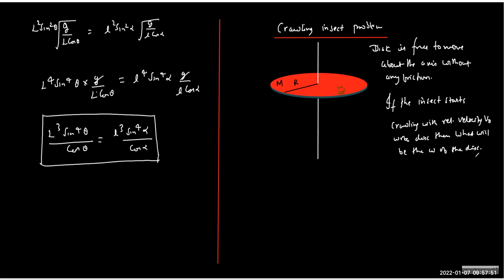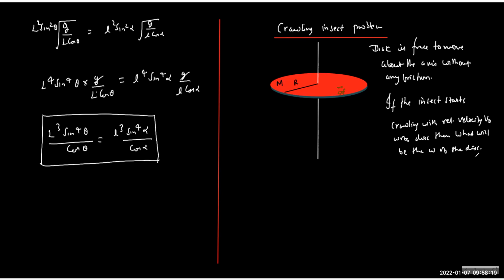Now, the weight of the disc will act at its center, because that's the weight of the disc. The normal will act on the insect upward, but the normal on the disc will act downwards. That's why it cancels out. The friction on the insect will act forward and on the disc backward. So again, it will cancel out each other.